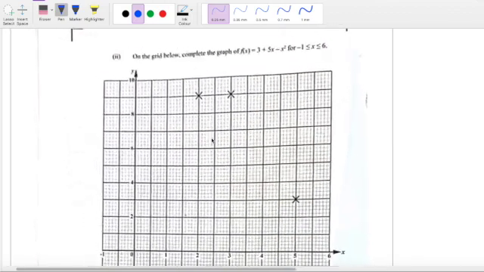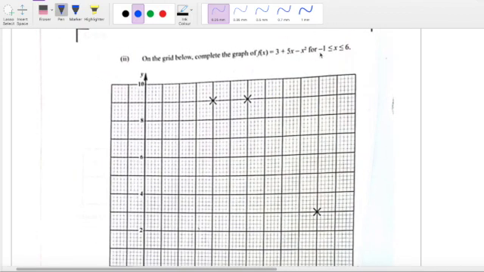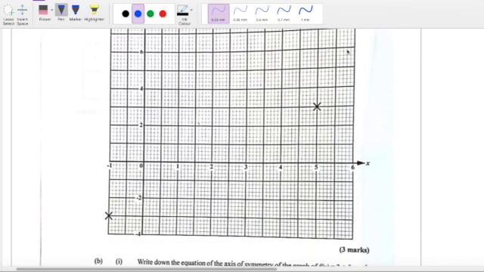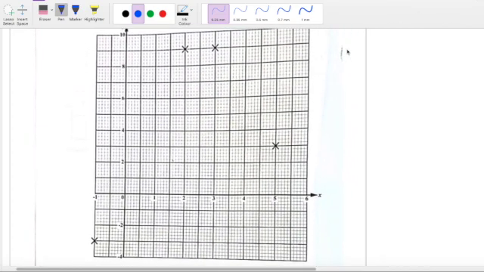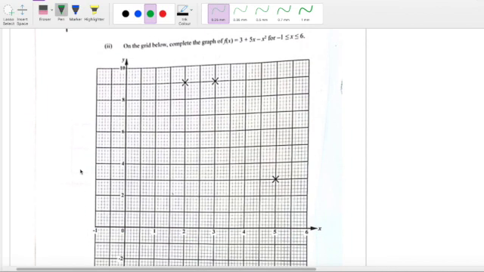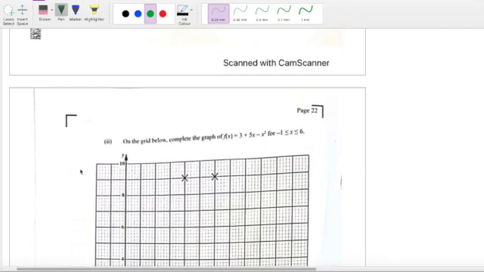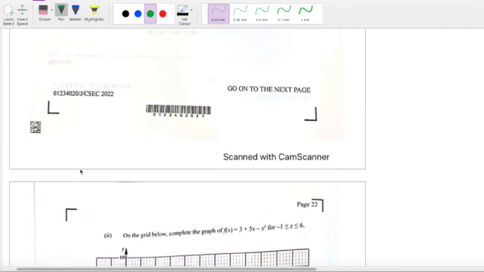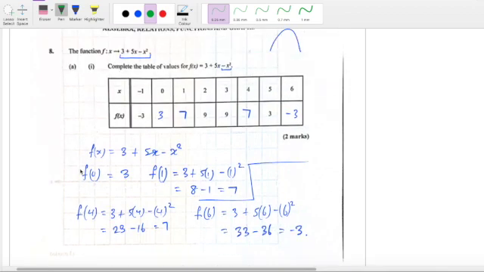On the grid below, complete the graph of that for x between -1 and 6. So I can see that's what they mean, that the x value only goes from -1 to positive 6. And so we have to complete the graph. So in terms of completing the graph, we have to put in those points.